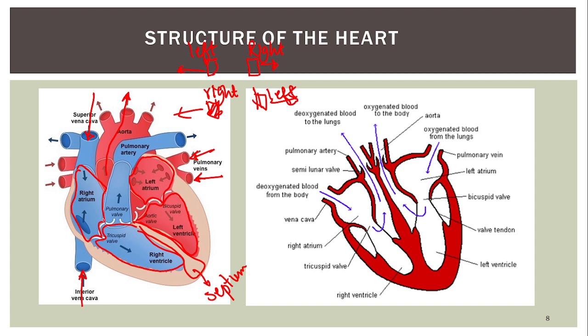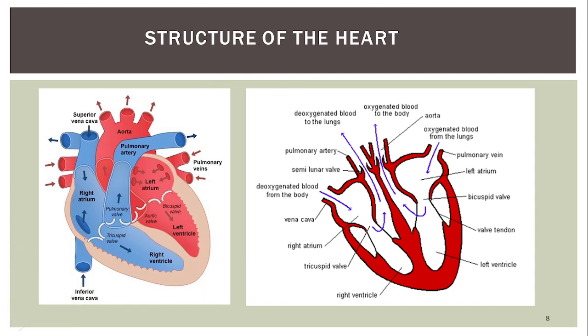Then we have valves. Let me just clear this. Valves, so we have 4 main valves. So this is the tricuspid valve and this is the bicuspid valve. Then we have the pulmonary valve. Why? Because the artery that goes out from here is the pulmonary artery. And then we have the aortic valve. Why? Because again the blood that goes from here is in the aorta artery, or just aorta, yes.